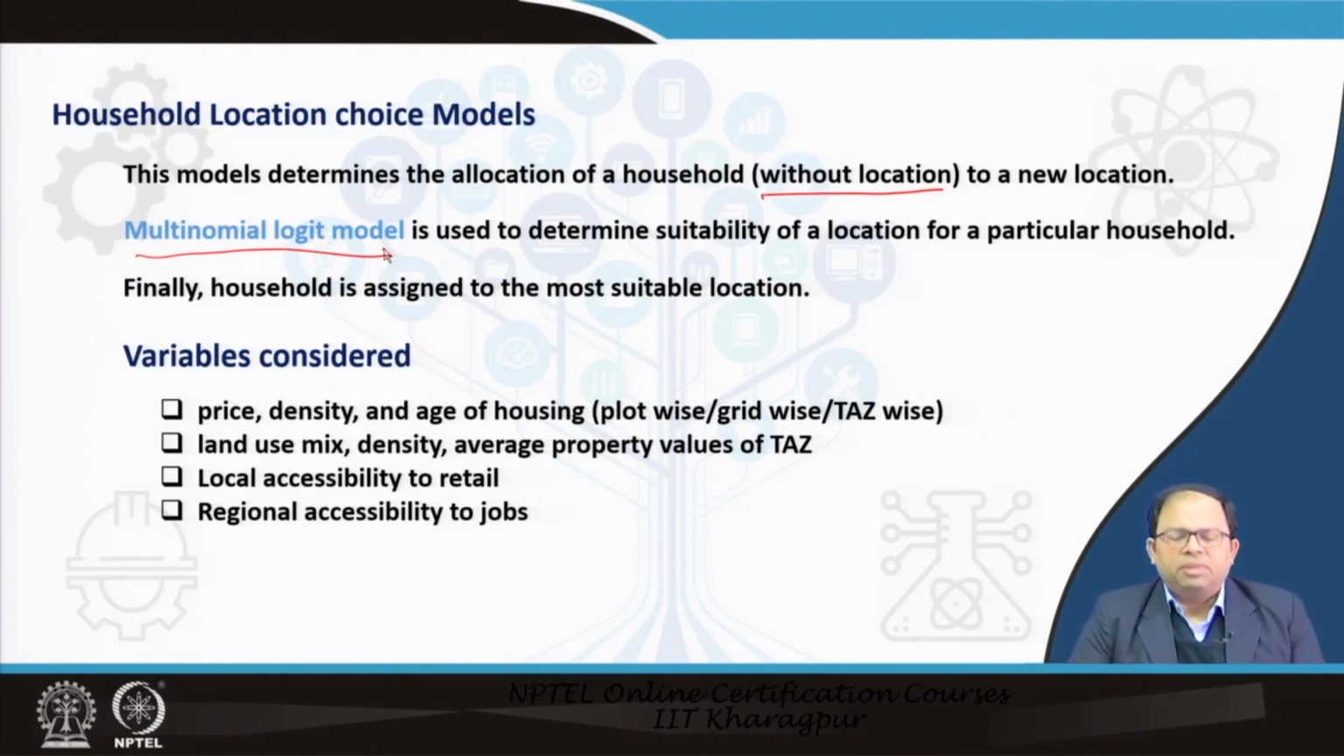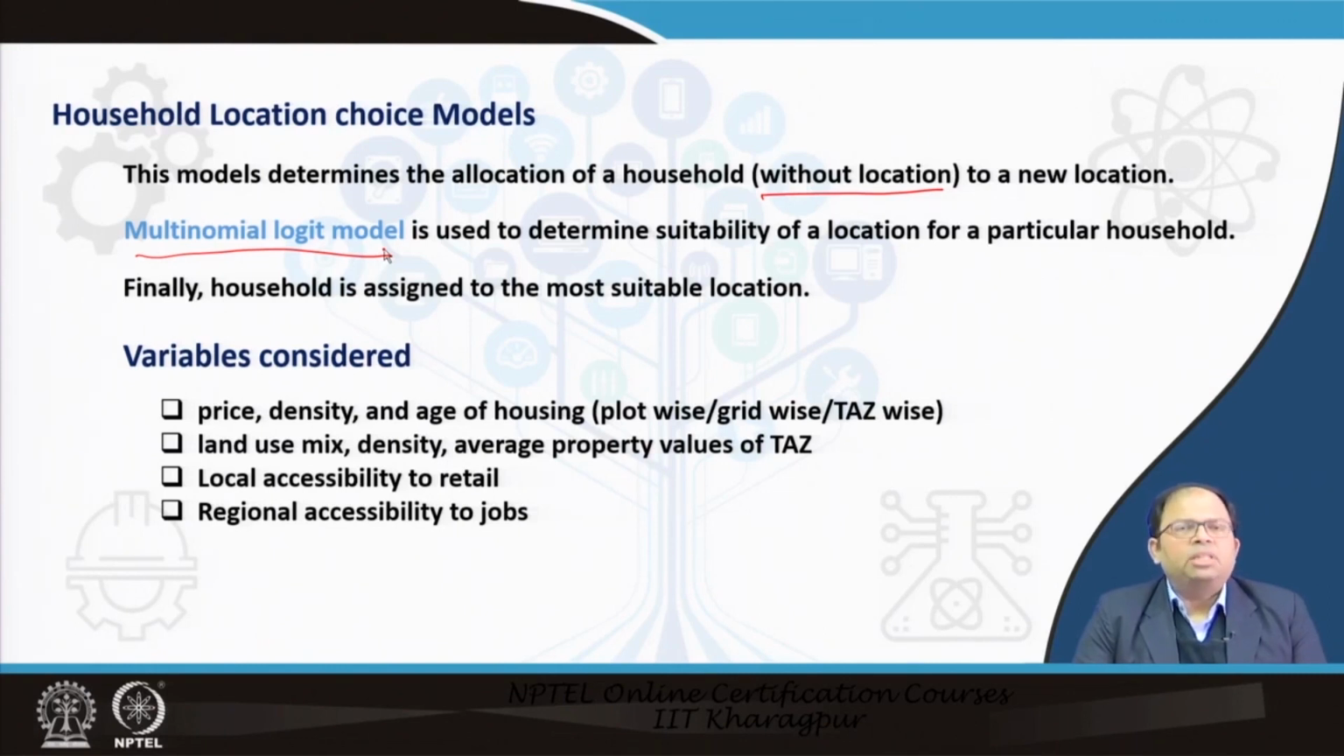Whichever location gives them the highest utility, a household will move into that particular location. So that is a multinomial logit model, and because there are many choices from which a household can choose a location, that's why we use a multinomial logit model, which actually takes care of many choices. And finally, the household is assigned to the most suitable location. So once we know the probability of a household to shift to a particular location, the one with the highest probability is the one where the household will shift.